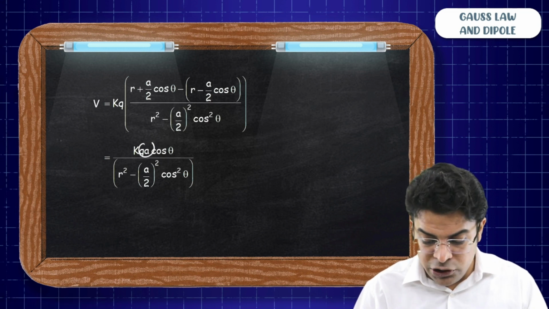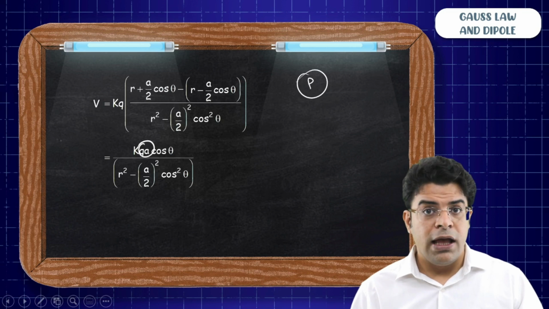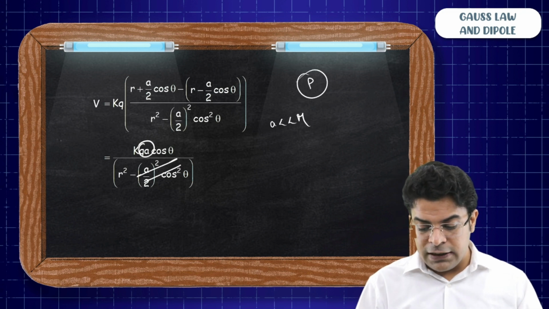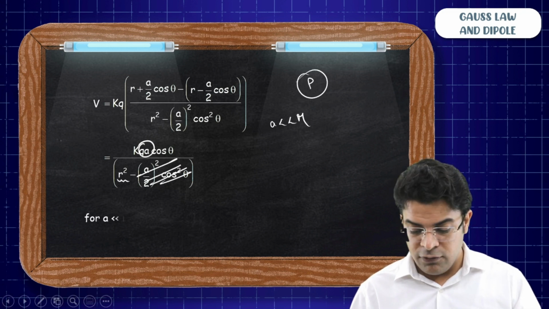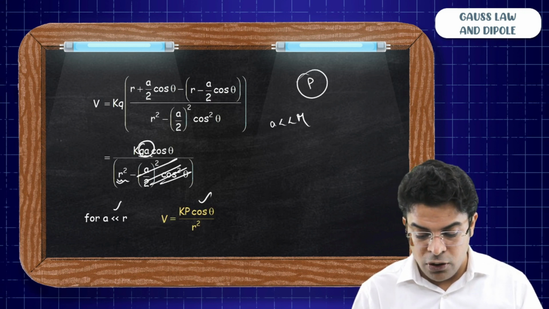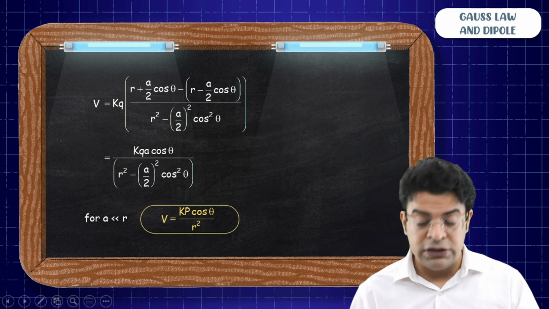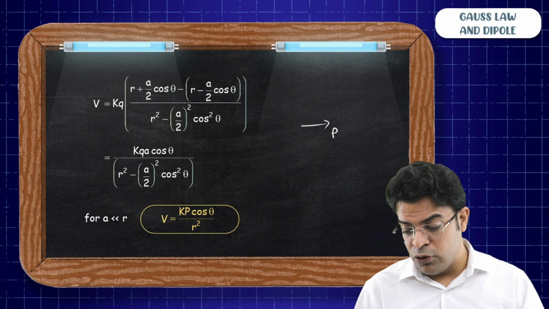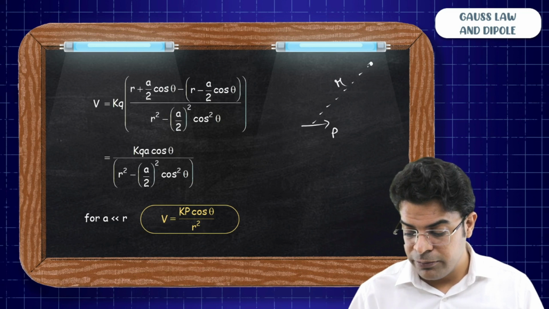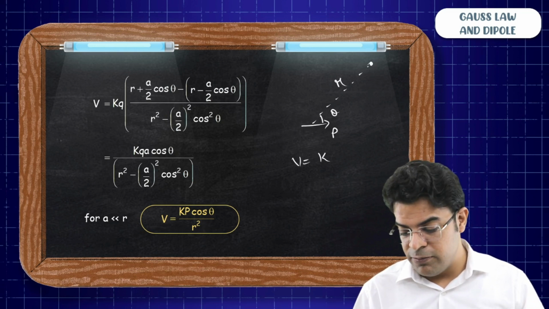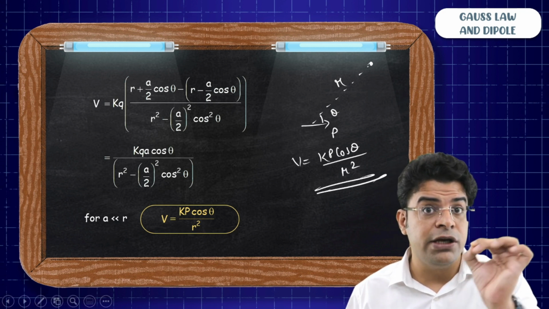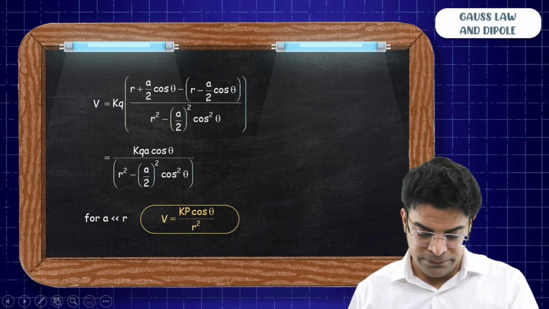This qa can be written as the dipole moment, and we are solving for short dipoles, so a is less than r. You can neglect this whole term in front of r square, and what you get for a less than r is V equals kp cos theta upon r square. You need to remember this formula. If you have a short dipole of dipole moment p, then at any distance r making an angle theta, the potential is given by kp cos theta by r square. You need to memorize this.